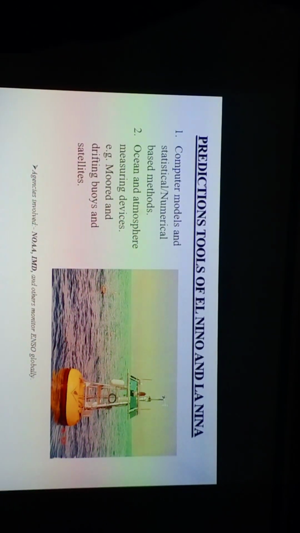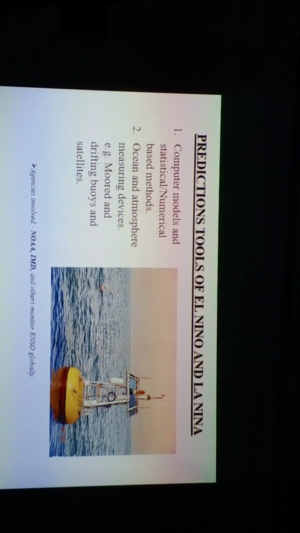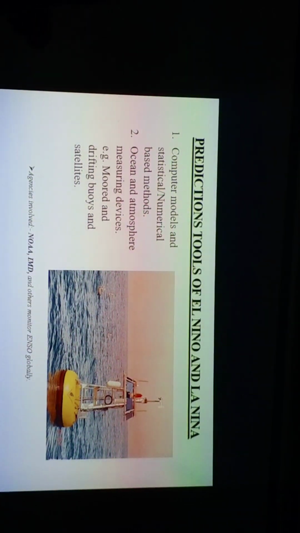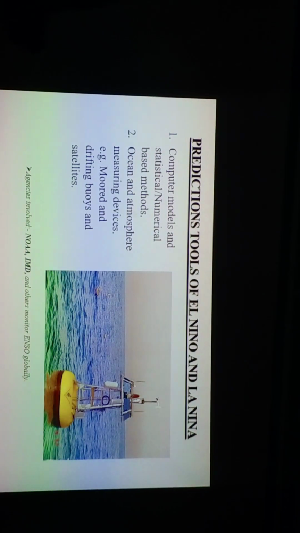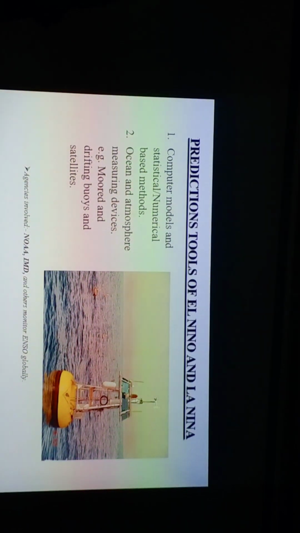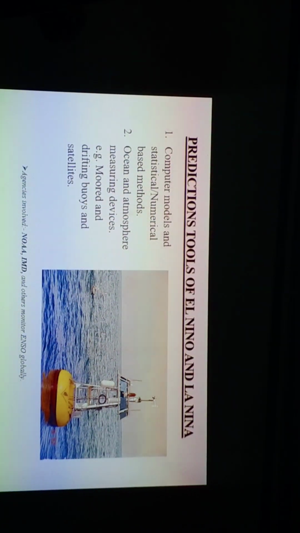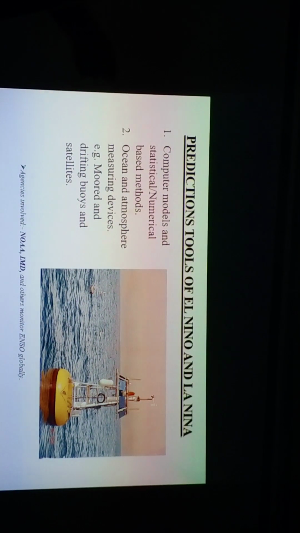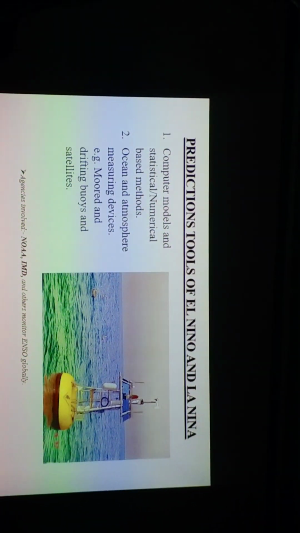So these are some of the prediction tools: computer models, and statistical and numerical based methods. There are ocean and atmosphere measuring devices, for example drifting buoys and satellites. Some agencies are involved that monitor these ENSO events globally, that is the IMD, the Indian Meteorological Department, and NOAA, the National Oceanic and Atmospheric Administration.